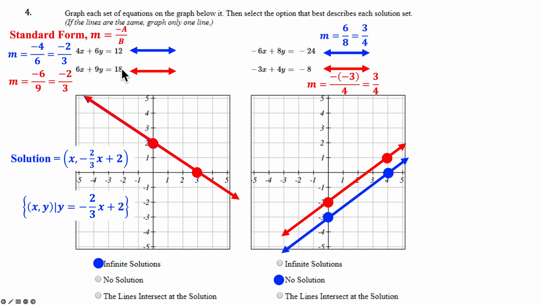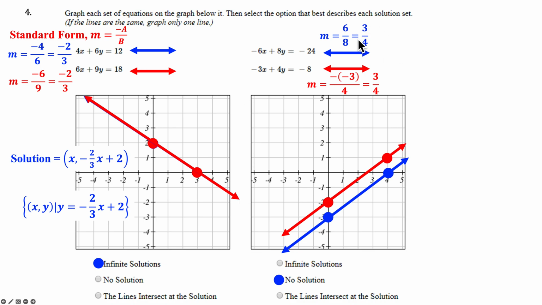Here's how you can algebraically tell if they're going to be the same line or parallel lines. Look at your x ratio. 4 over 6 reduces to a positive 2/3. 6 over 9 reduces to a positive 2/3. Your constant ratio, 12 over 18, that reduces by 6 to give you 2/3. If the x ratio, y ratio, constant ratio are all the same, it's the same line.